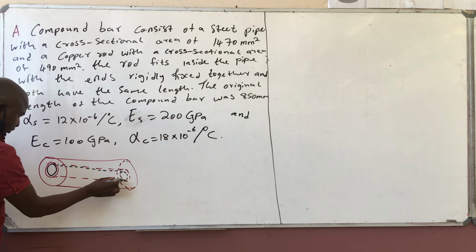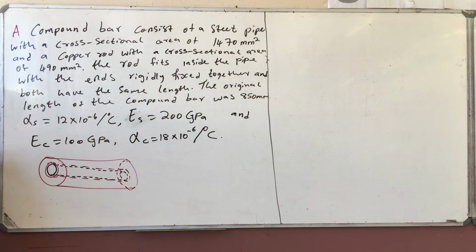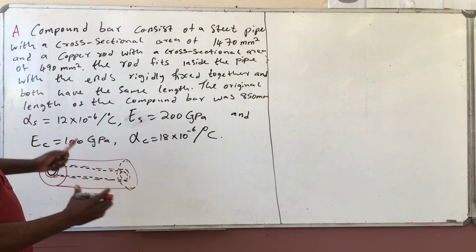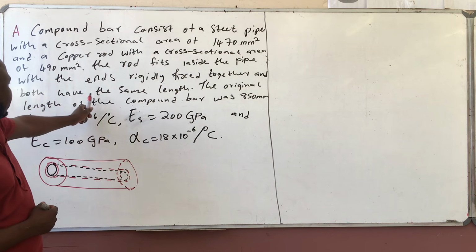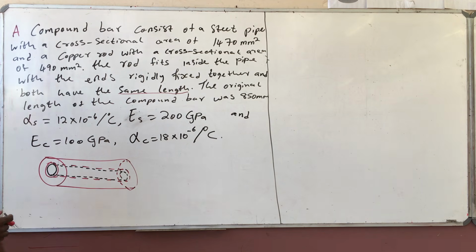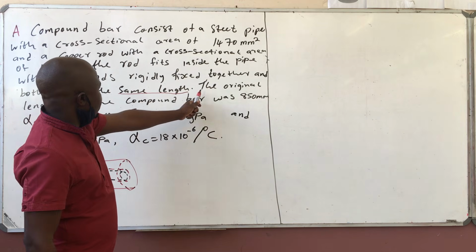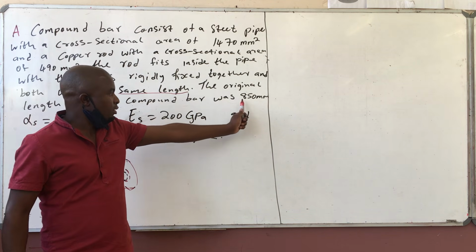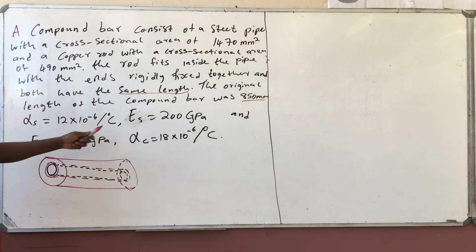Which connection is this one? It's parallel. So with the ends rigidly fixed together, meaning wherever they go together, both have the same length. Even if they did not tell us, because it's connected in parallel, we already know that they have the same length. The original length of the compound bar was given. Then we are given these specifications.